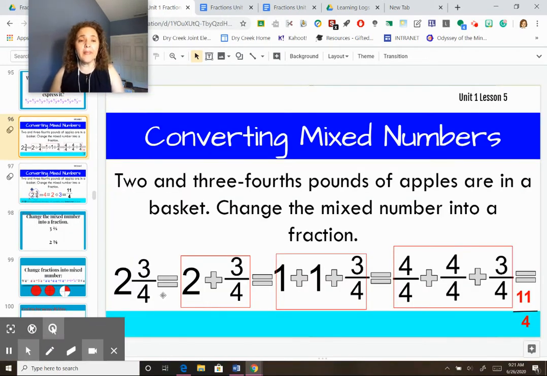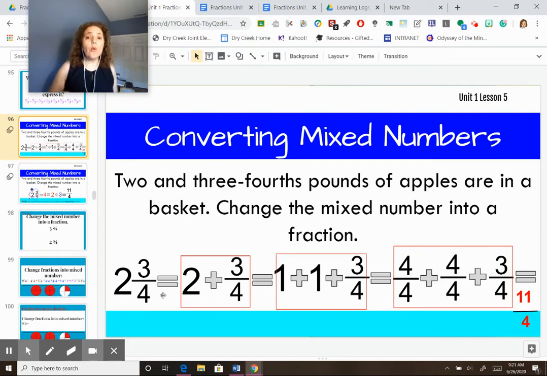All right, now that we got that down, now we're going to learn how we can convert mixed numbers into fractions and fractions into mixed numbers. So we're going to start with converting a mixed number into an improper fraction. So I have 2 and 3/4 pounds of apples in a basket. So I have 2 and 3/4 pounds. We're going to change the mixed number into an improper fraction, okay?